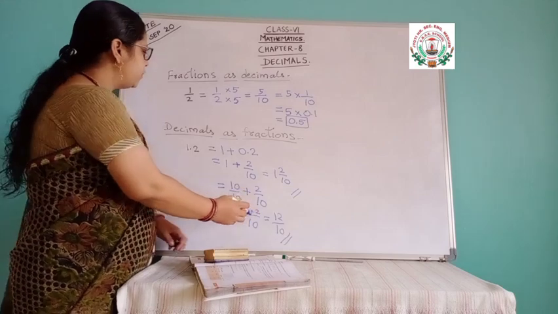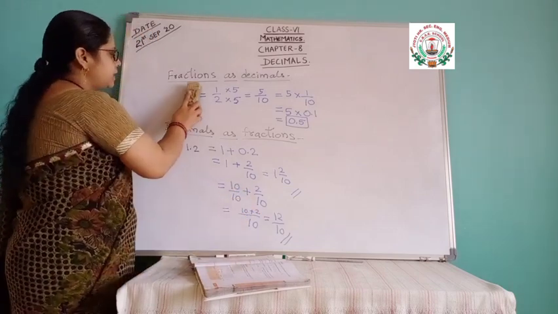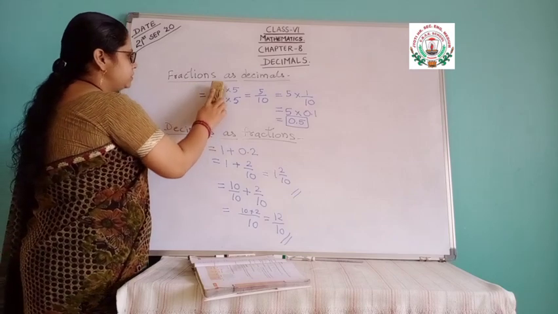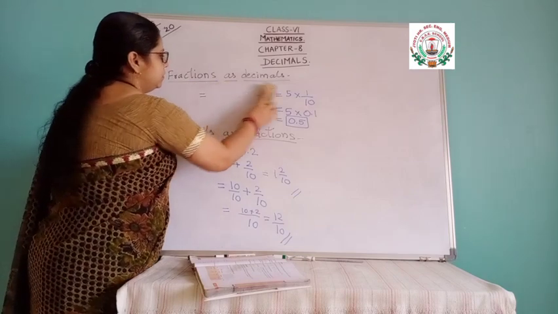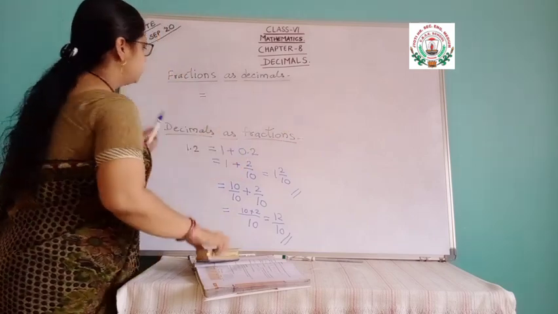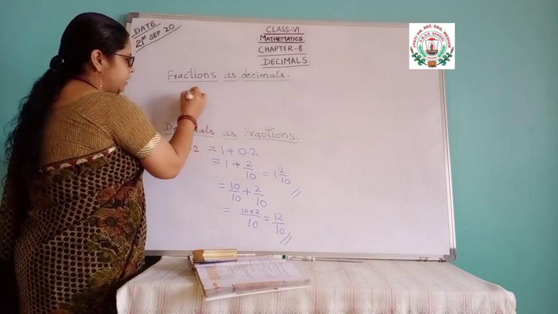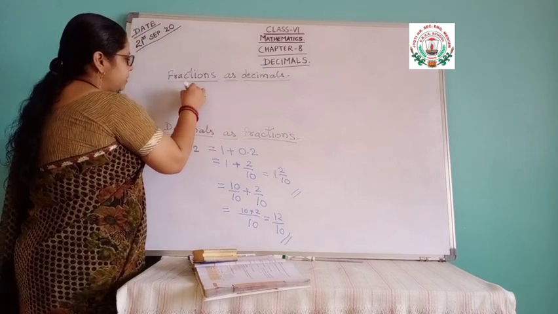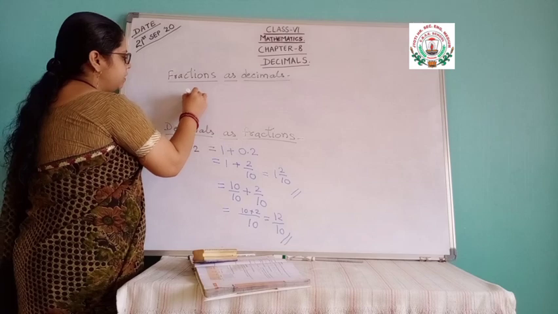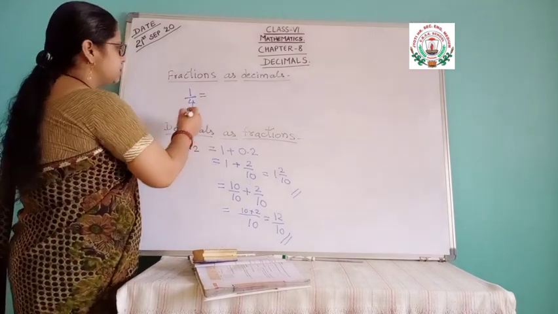So it is in the form of fractions, how we have converted. Let us take one more example. Suppose any other example like this: a fraction is given and you are converting it into a decimal. Like suppose 1 by 4 is given, and you are asked to convert it into the decimal.